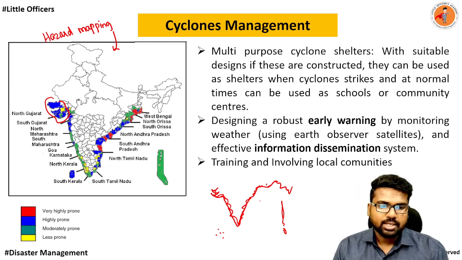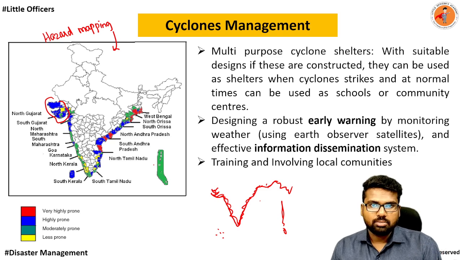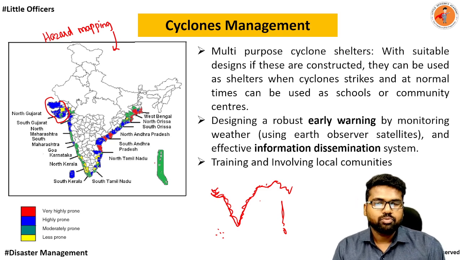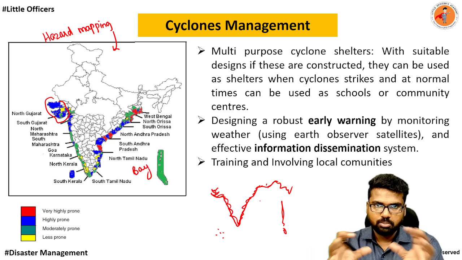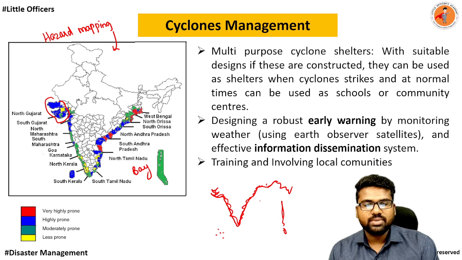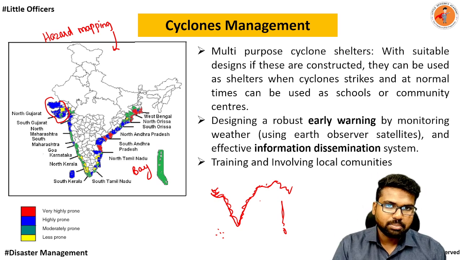Comparatively, you see the western coast is less vulnerable. This is also a case study, you can say, why in the Bay of Bengal the frequency of cyclones and their severity is much higher compared to the Arabian Sea. The reasons are few. One is this particular portion is more enclosed because it is a Bay of Bengal, more enclosed. So enclosure means higher sea surface temperatures.